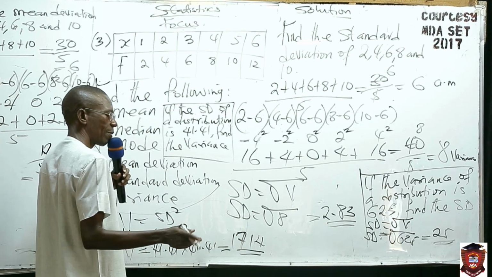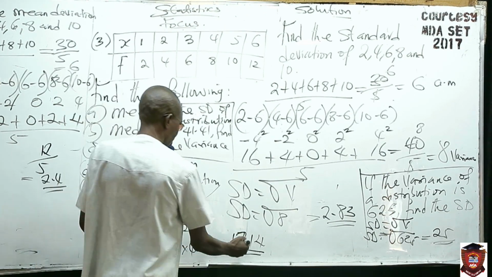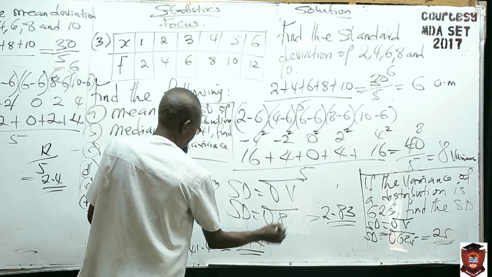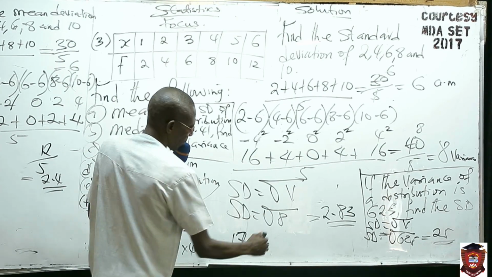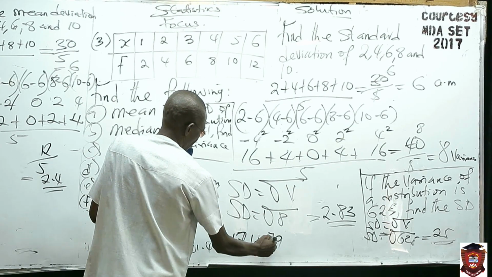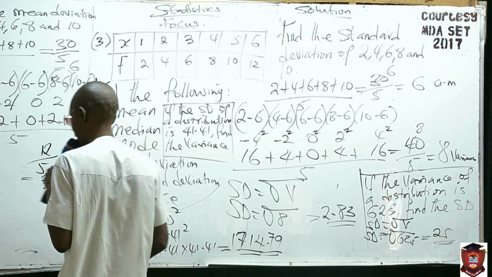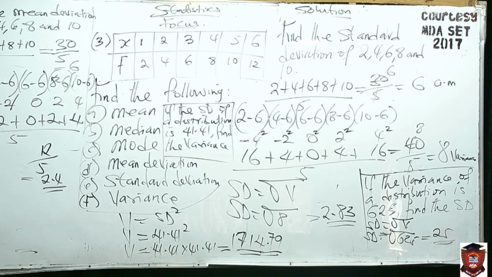They will not put that point for you, but if they like, they can equally put it for you. Just 1714. Let's complete it: point 79 approximately. Then I have given you variance. This is how to do variance. Am I missing any other one?